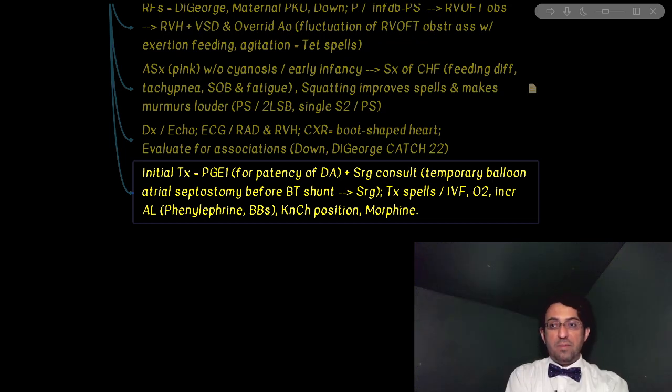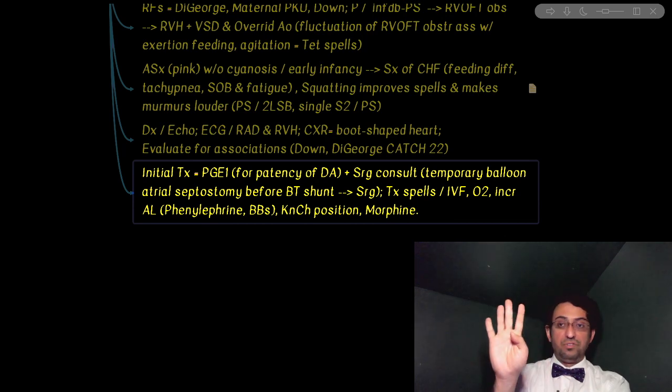What are the temporary and definitive interventions for the management? A temporary balloon atrial septostomy is attempted before the final definitive management, which is Blalock-Taussig shunt. So just remember the 4 steps.